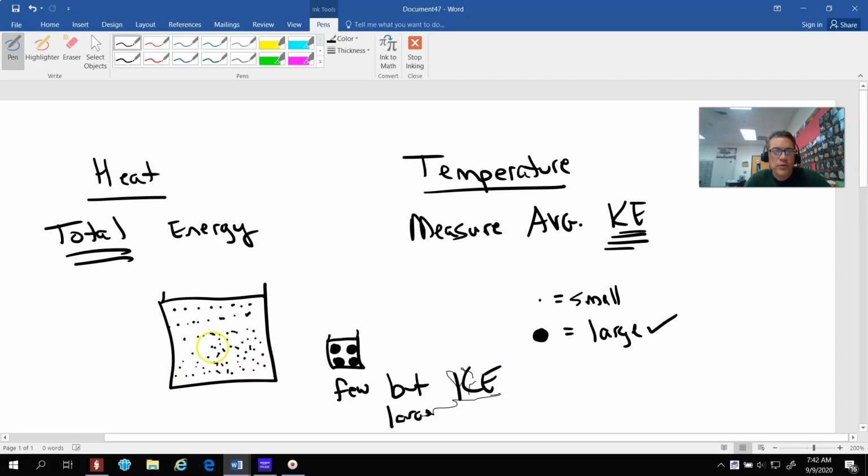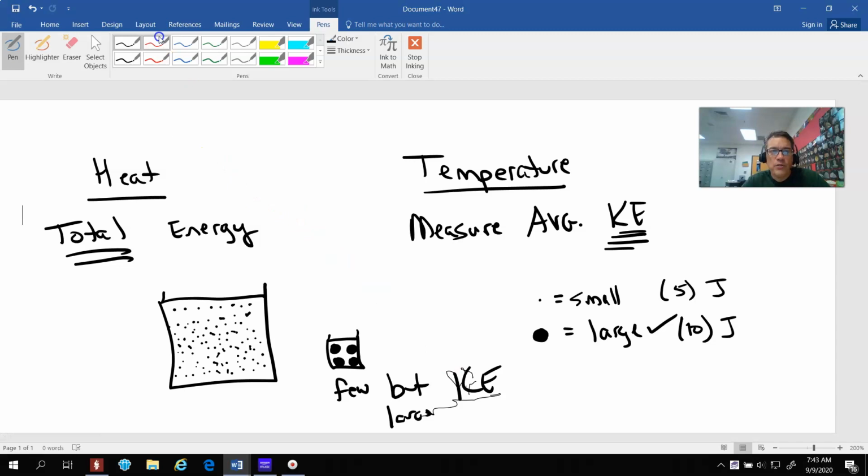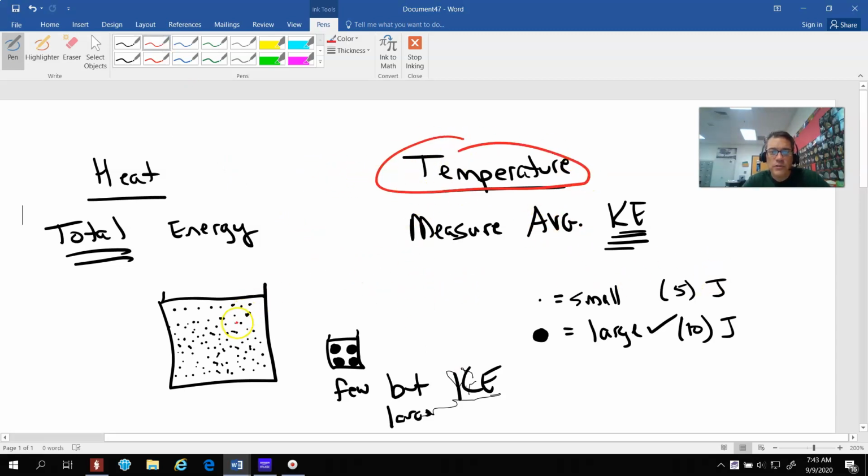So let's say the small dots equal 5 joules of energy, and let's say the large dots equal 10 joules of energy. Well, if I stuck a thermometer in here, remember thermometers don't measure heat, thermometers measure temperature. So if we stick a thermometer in each one of these, the thermometer is going to measure the average kinetic energy.